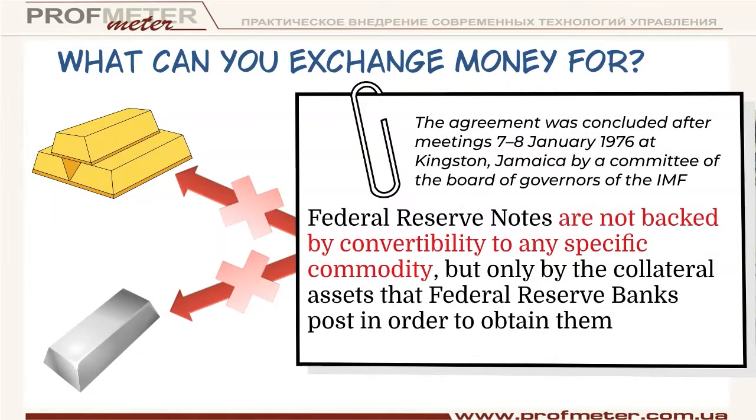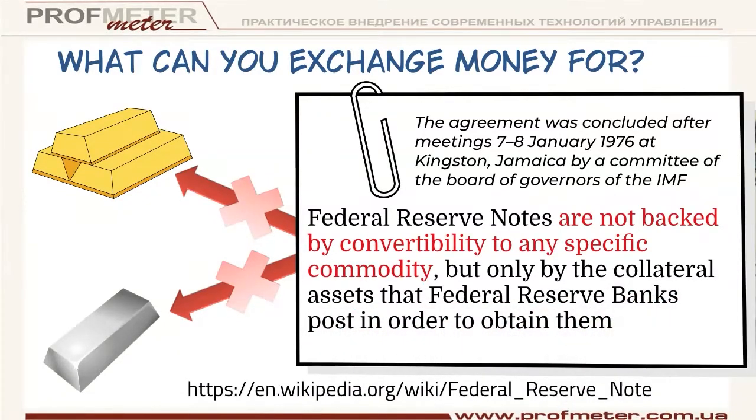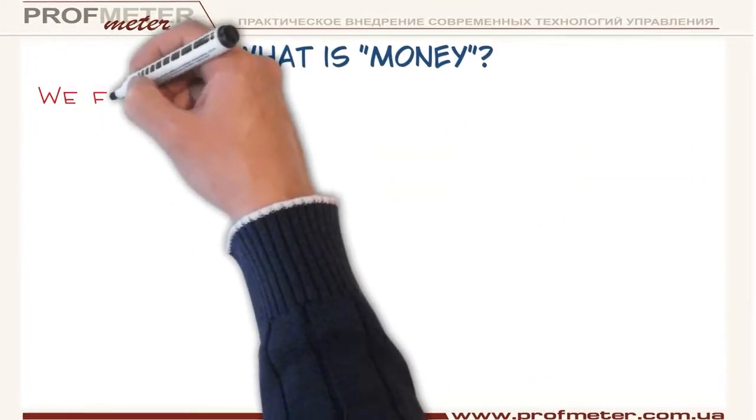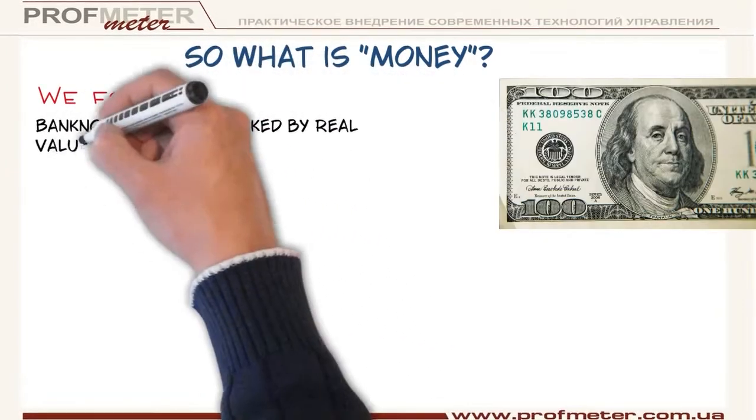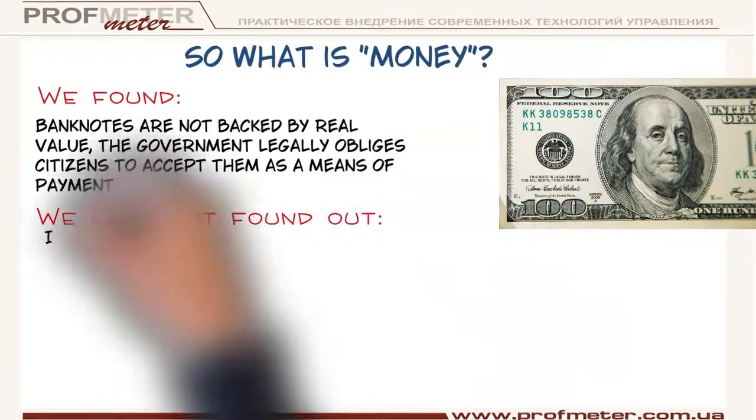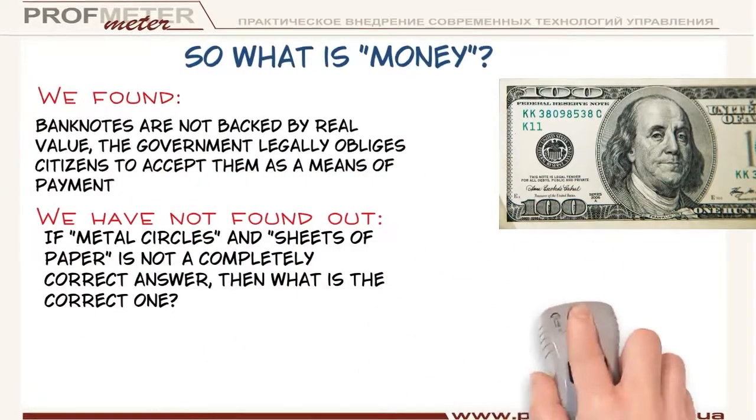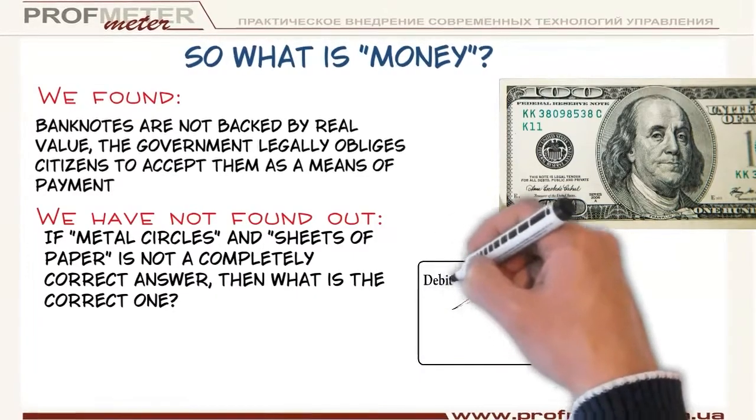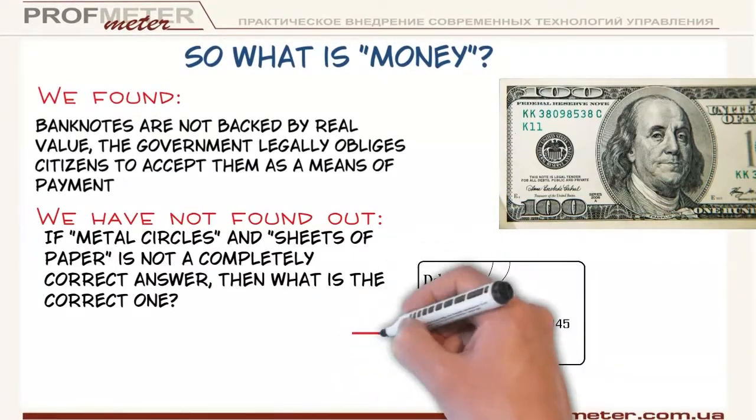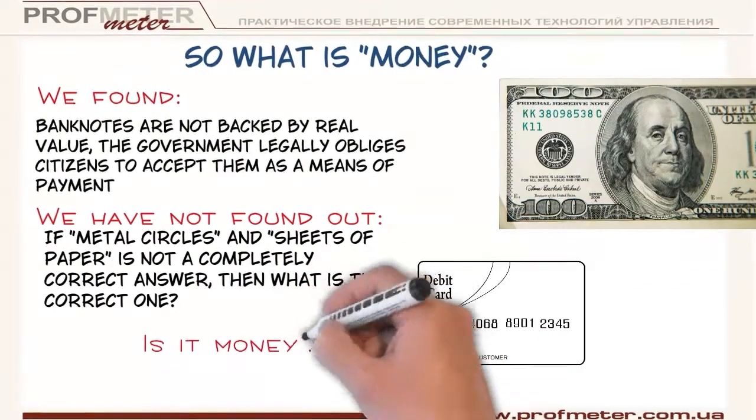In general, the issue of filling banknotes with real value deserves a separate discussion. But back to the concept of money. As you understand, with filling them with real value, in principle, everything is bad. But that's not all the news. What happens when you pay, for example, with a credit card? No papers or metal circles change hands. It turns out that there is some other money.